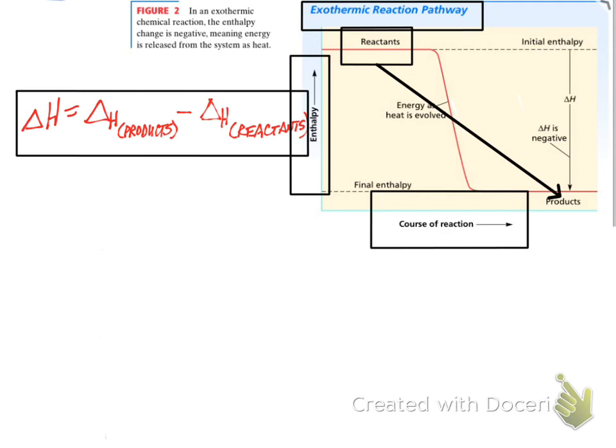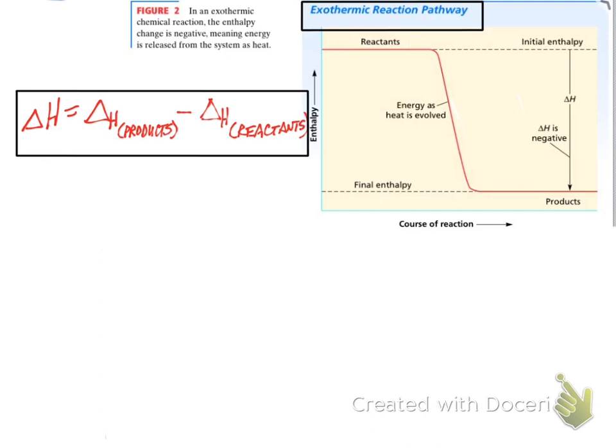But notice that's written on the y-axis, so you can see when we first start here, our reactants are at a higher energy level than our products.